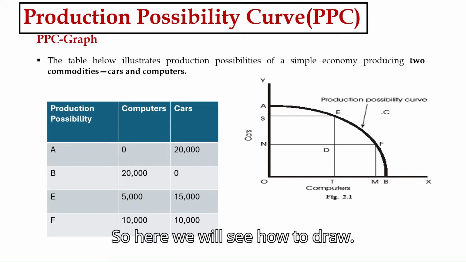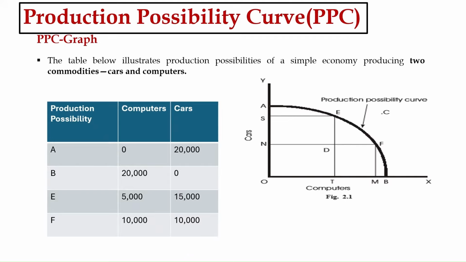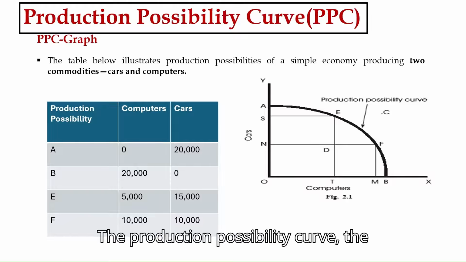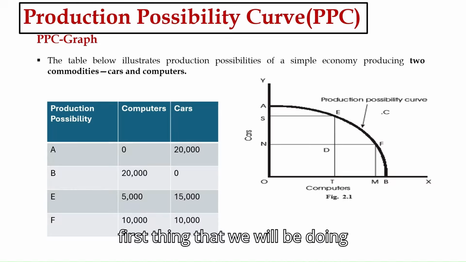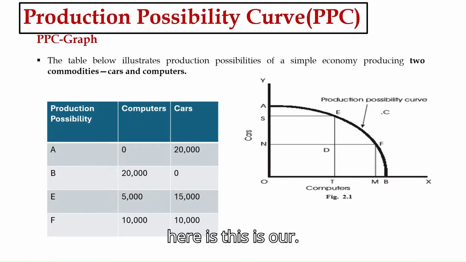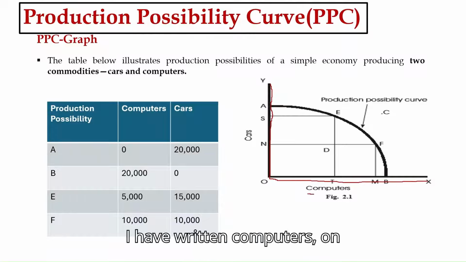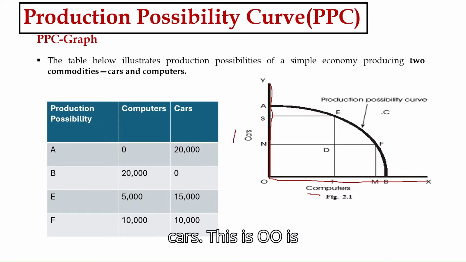So here we will see how to draw the production possibility curve. The first thing that we will be doing here is, this is our y-axis and this is my x-axis. On the x-axis I have written computers, on the y-axis we have plotted cars. This is O, which is nothing but the origin.